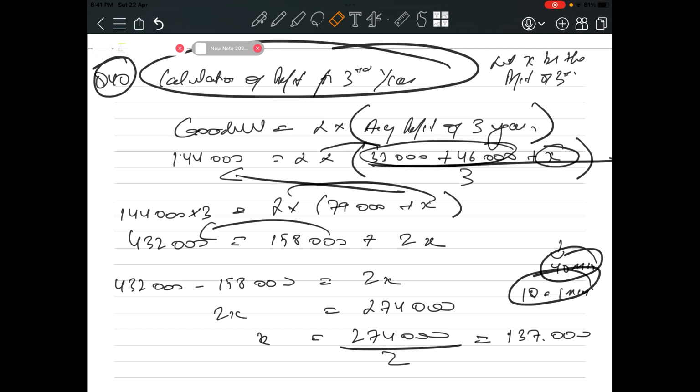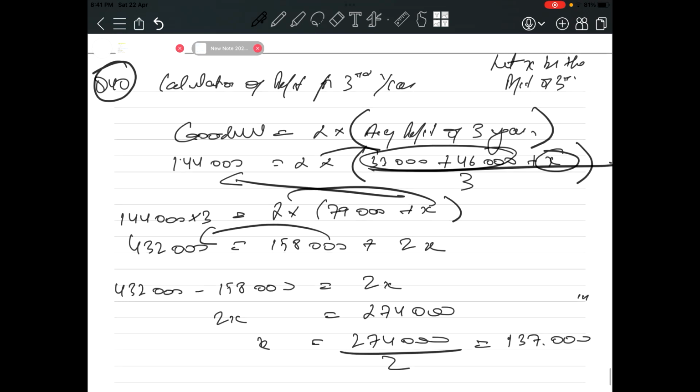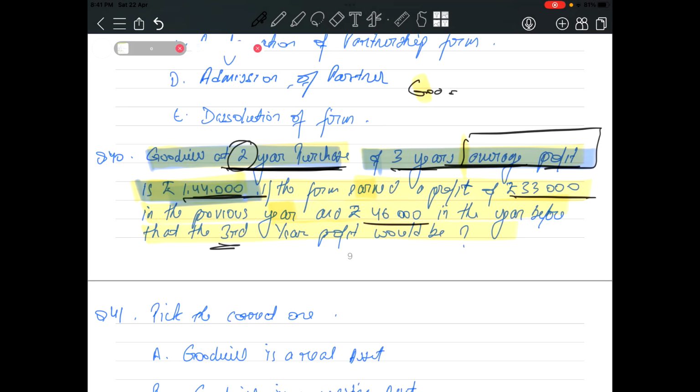Though we are explaining now, that's why it's taking time. Otherwise it's very easy to solve, you just have to apply the formula. Note this down if you want to. This is the answer of question number 40. I hope this is clear. Now let's move to question number 41.